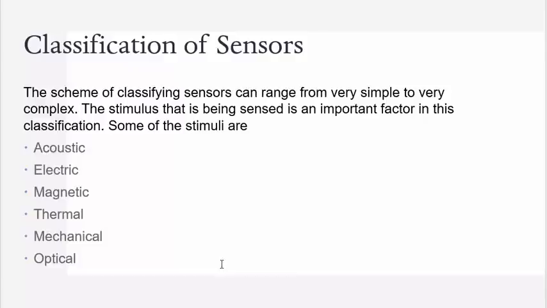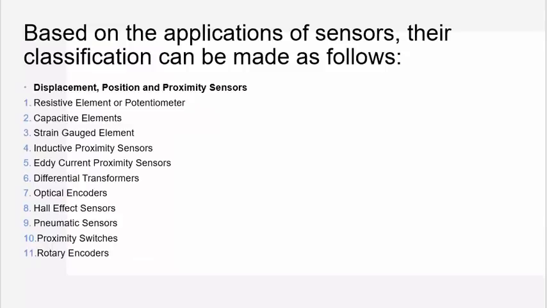And based on the applications of sensors, because this classification is based on the stimuli, but we also have a classification based on the application of sensors. Now, for example, these are some of the common applications, and we can classify the sensors according to each, no? And all of the sensors can be classified into actually two types based on the power or signal requirement, no? And they are active sensors and passive sensors.